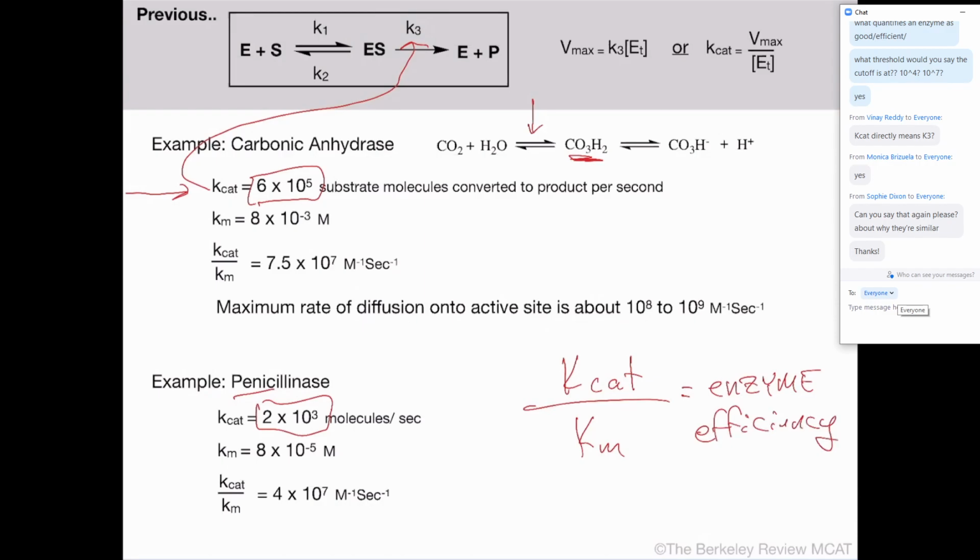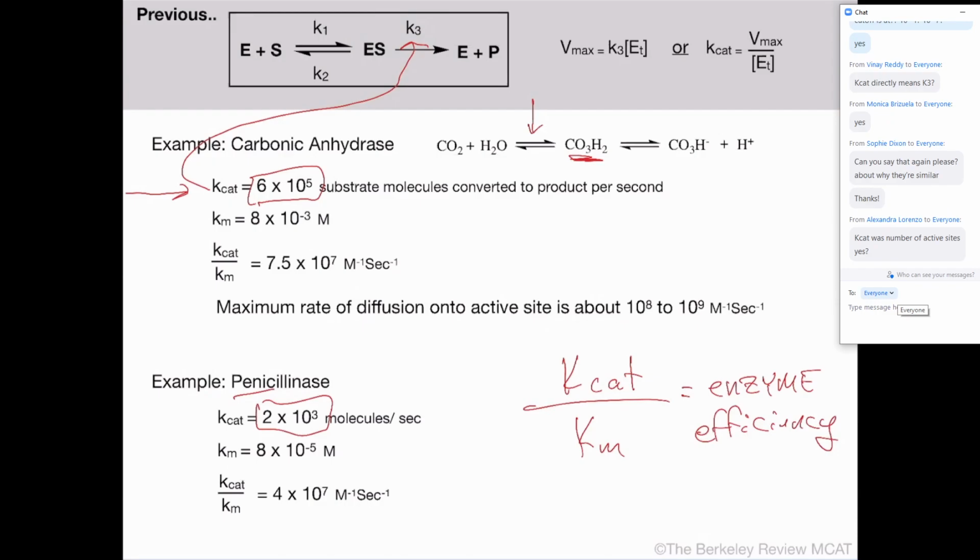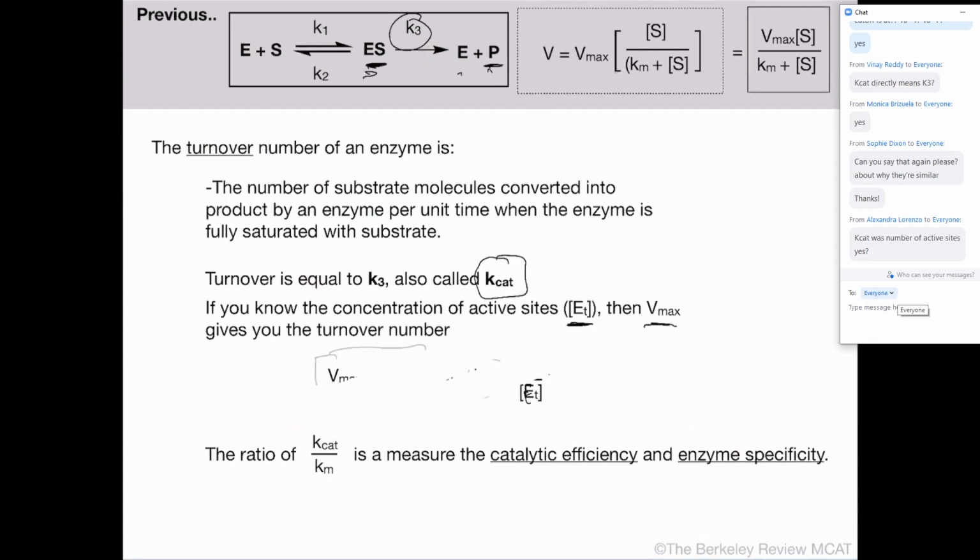Okay, really good question. Kcat is k3, not the number of active sites. You see k3 here? Kcat is, let me go back a slide. Right, Kcat is also just k3, right? The total number of active sites is just the total number of enzymes, right? And so it's this combination that can determine your velocity max, right? You know, how many enzymes do you have and how quickly they're working will give you the Vmax.